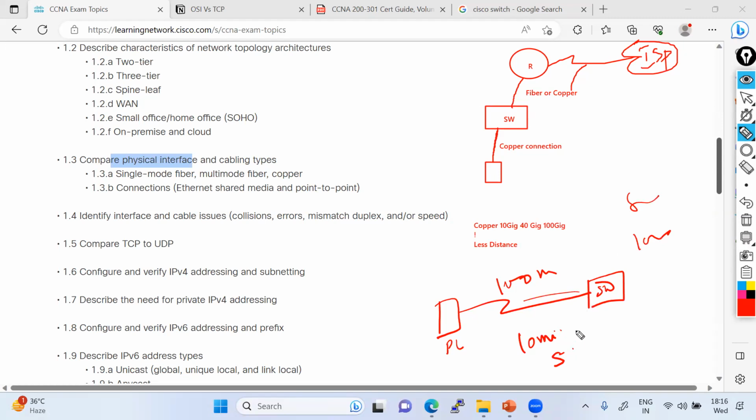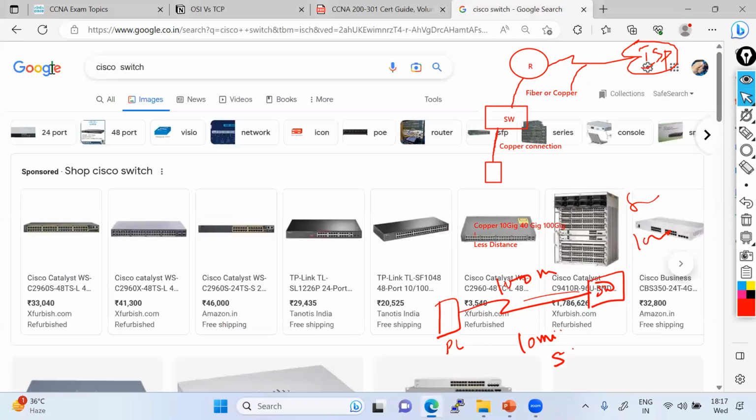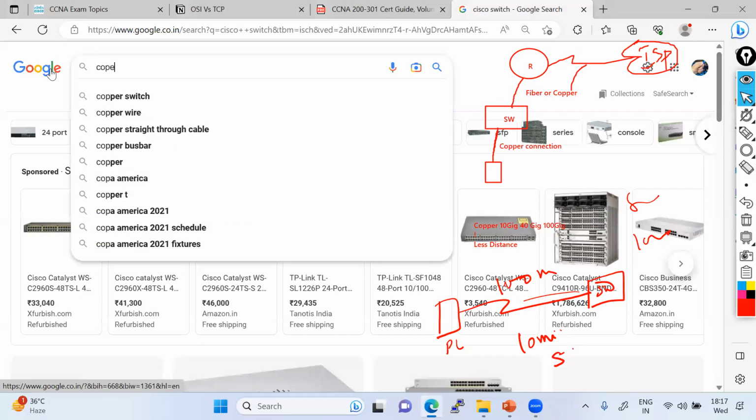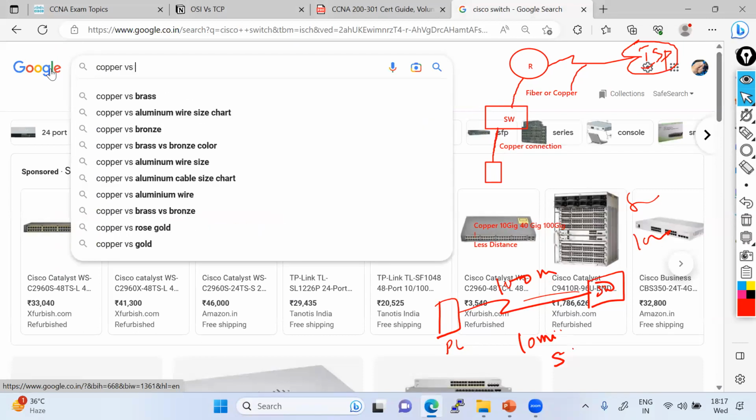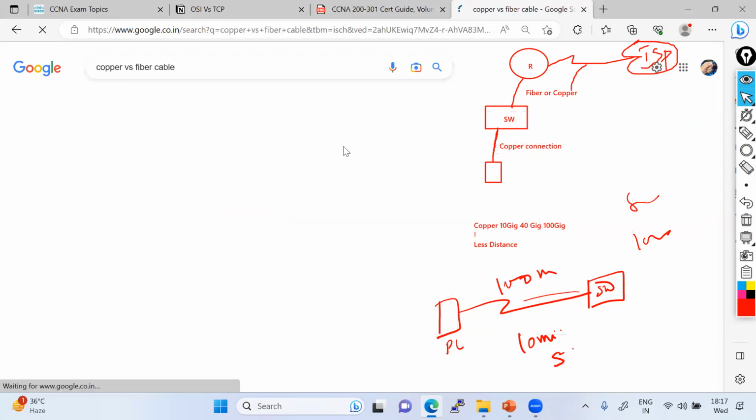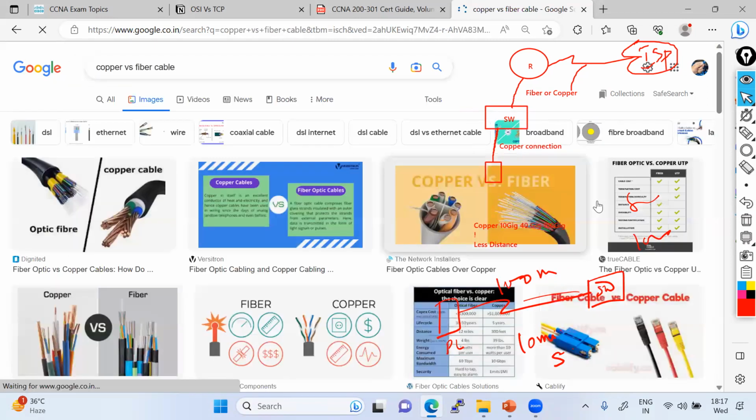You will face latency and problems in it. So if you go here and try to figure out copper versus fiber, you'll see some differences. Let me just show you.